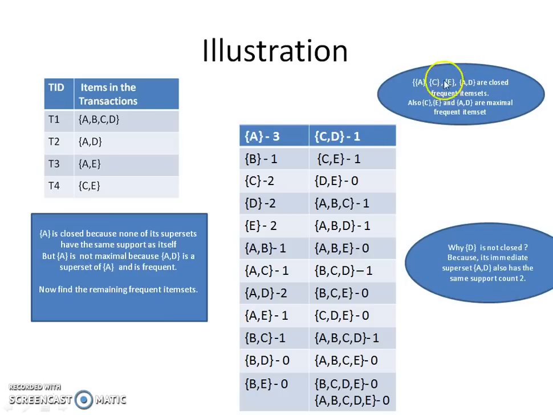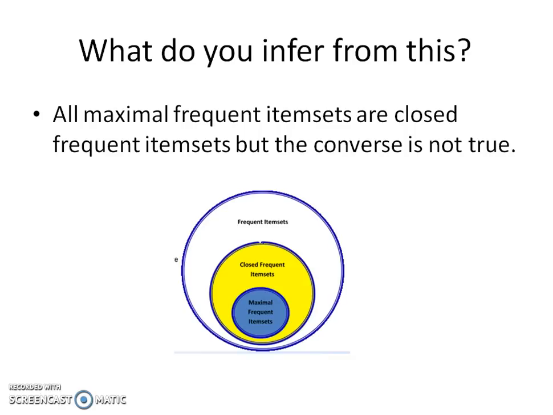Now, similarly, you can tell A, C, E, AD are closed frequent item sets. Also, C, E and AD are maximal frequent item sets. So, what do we infer from this? See, if an item set is a maximal frequent item set, it is also a closed frequent item set. So, all maximal frequent item sets are closed frequent item sets, whereas all closed frequent item sets are not maximal frequent item sets. Right?